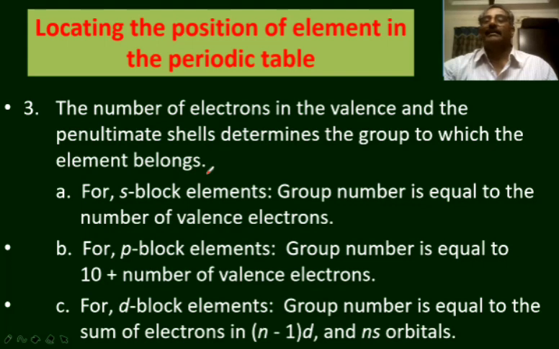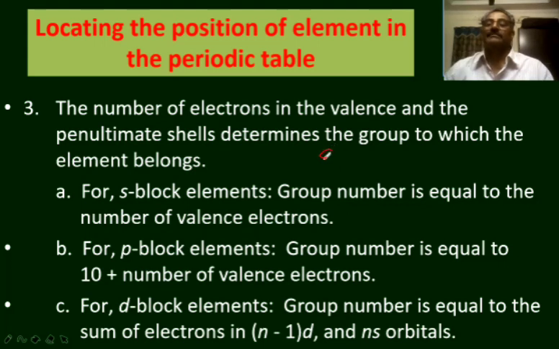From the electronic configuration of the element, we can identify the differentiating electron. The principal quantum number of the differentiating electron gives the period in which the element belongs. The number of electrons in the valence shell and penultimate shell gives the actual group of the element in the periodic table. For s block elements, group number is equal to number of valence electrons.